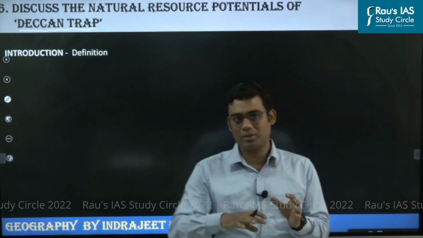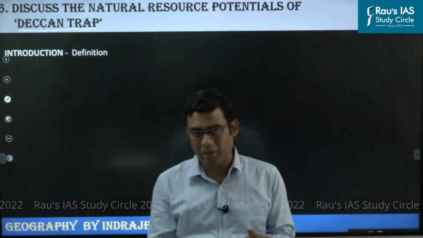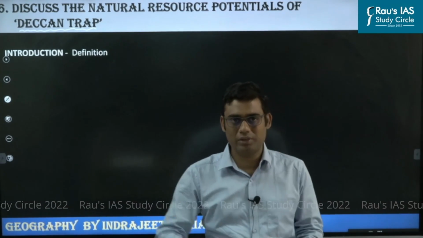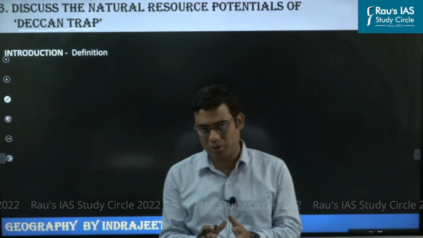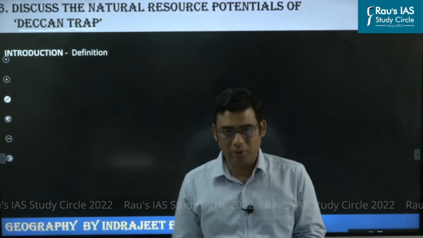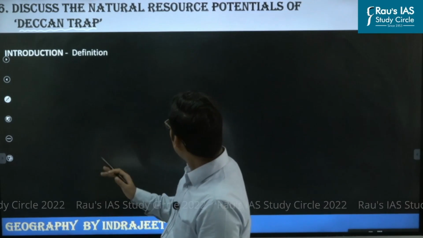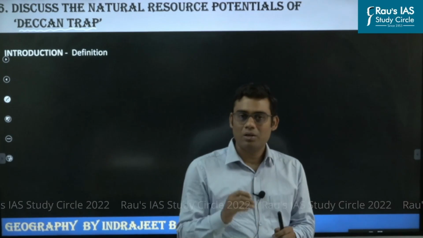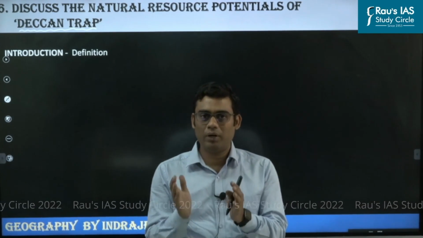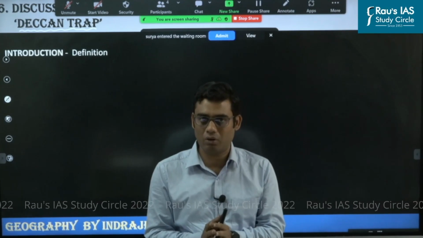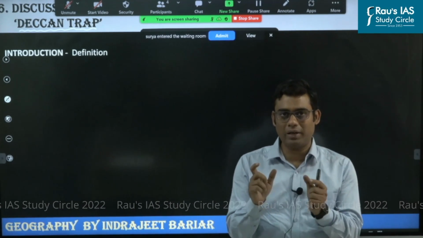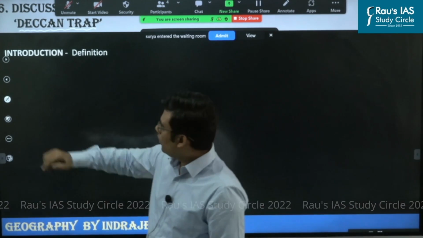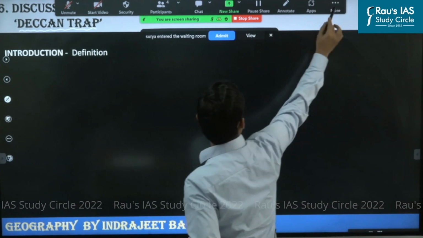The Deccan trap is a region surrounded by, let's say, Satpuras in the north, Western Ghats in the west and Eastern Ghats in the east, a triangular portion. So we'll first start with the definition of Deccan trap, and then, the question asks about natural resources. So we'll have to think of what different types of natural resources we can talk about. Here we will have to focus on the categorization, the category of the resources itself.